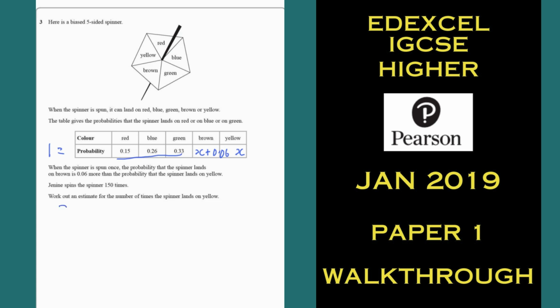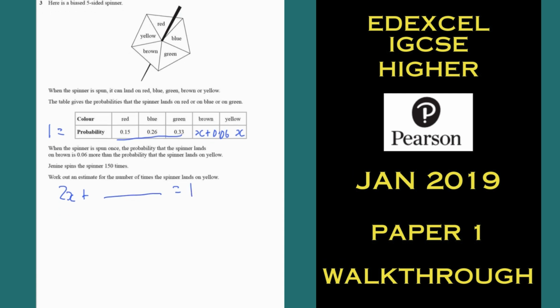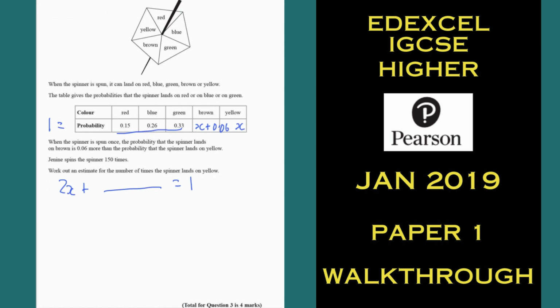So write it out: 2x plus all that nonsense, I can't be bothered, you can't bother listening to me, should equal 1. It all turns out to be 0.8. So when you take away the 0.8 from both sides, you get 0.2. So the value of x, which is the probability of a yellow, is a tenth, or 0.1. Don't congratulate yourself too soon, you haven't finished.